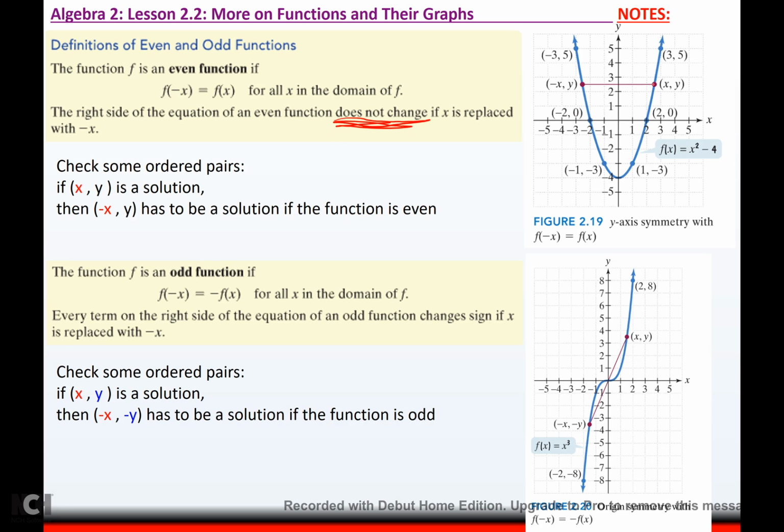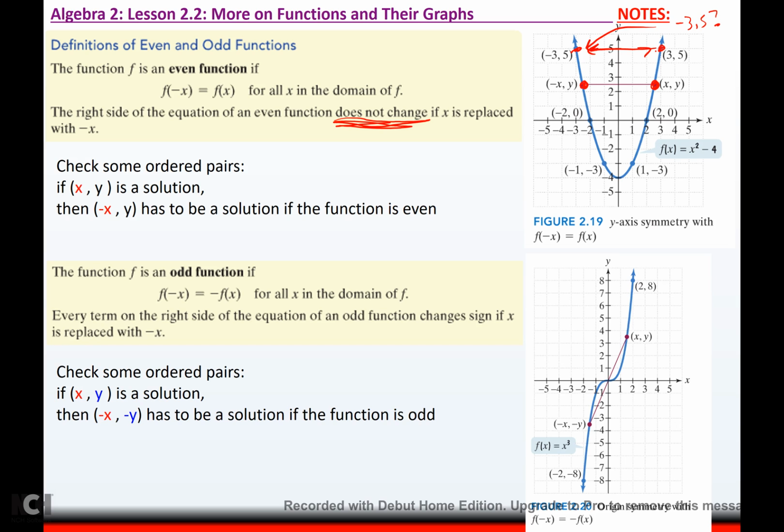If (x, y) is a solution, like this one right here, if the function is even, then if you just change the sign of x to negative x and keep y, it also has to be on the graph in order for the function to be even. Okay, so they took a real point right here, (3, 5), and notice if they change the sign of x, it'd be (negative 3, 5). If I check to see if it's on the graph, it is, which means you have even symmetry, which means it's an even function.